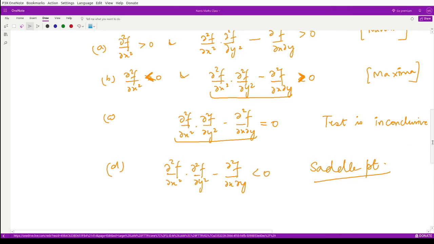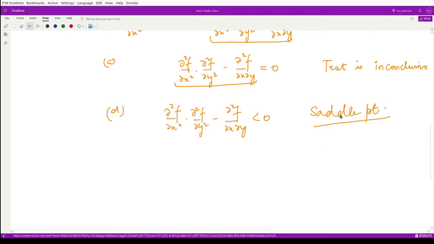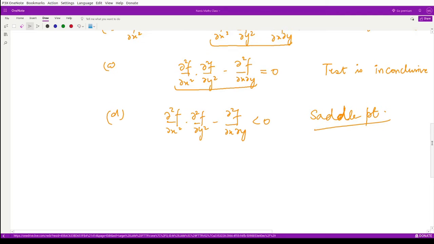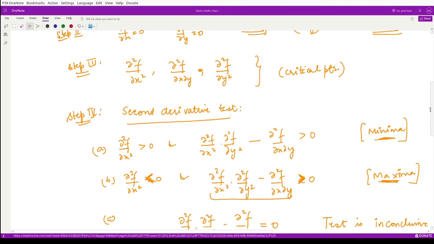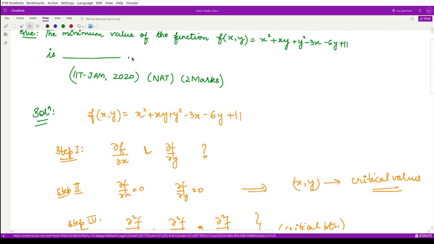Now, what is a saddle point? It is a point where, among the nearby points, some are greater than the critical point and some are smaller than the critical point. So we cannot make a clear-cut conclusion that the given point is a maxima or minima. So we call that point a saddle point. So here in this case, let us get started with this strategy.